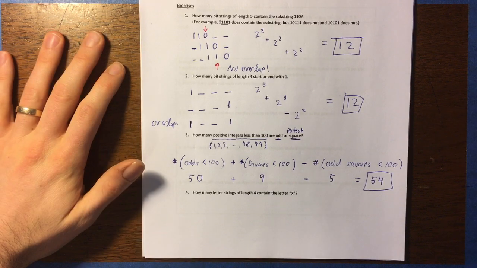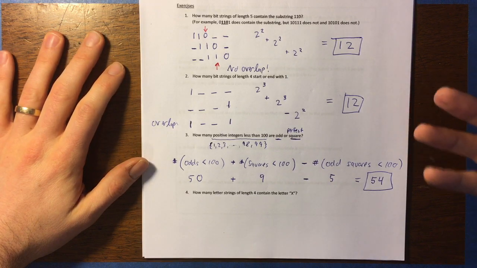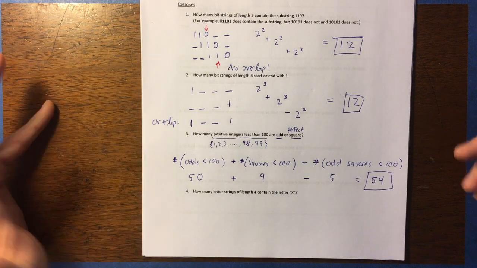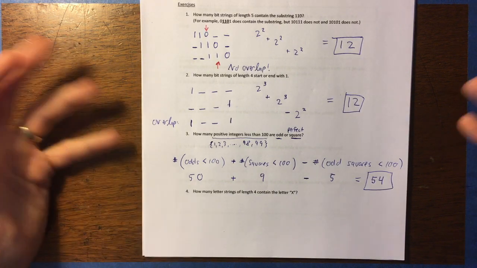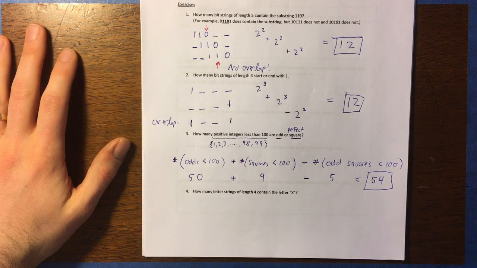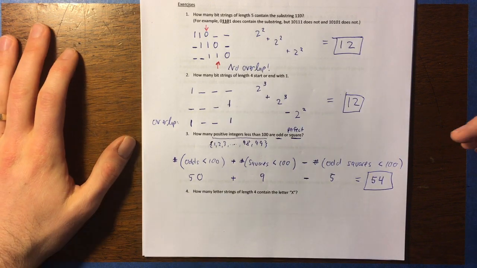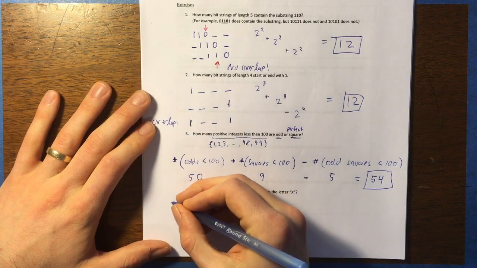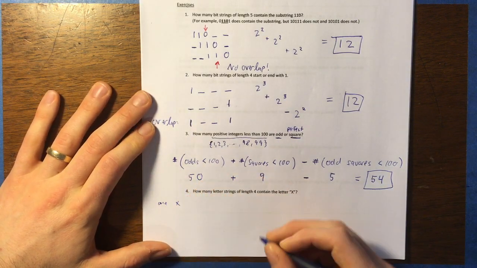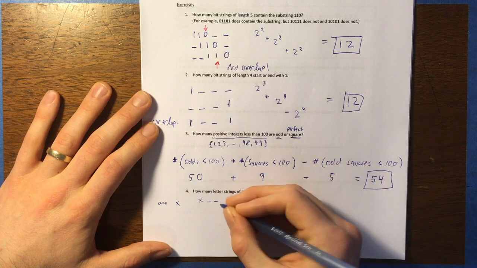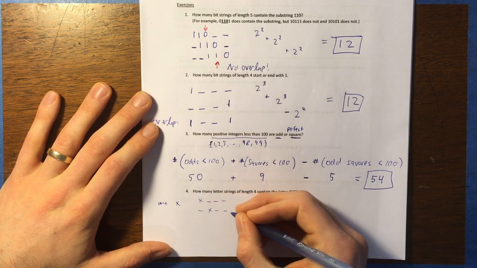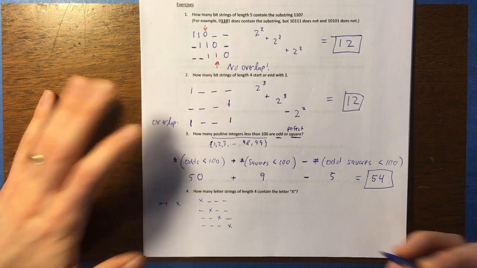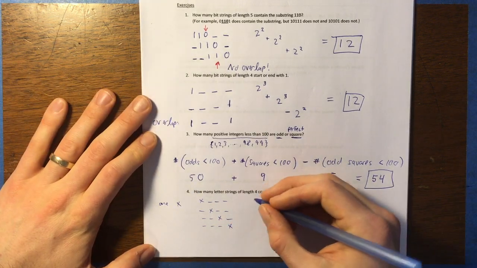So the question is, how many letter strings of length 4 contain the letter X? Well, it doesn't say just one X. It says, like, at least one X. And remember, you're allowed to have repeats. So what if we had 1 X? Well, that could be X blank blank blank, or blank X blank blank, or blank blank X blank, or blank blank blank X, right? It could be that. What if there are 2 X's, you know?